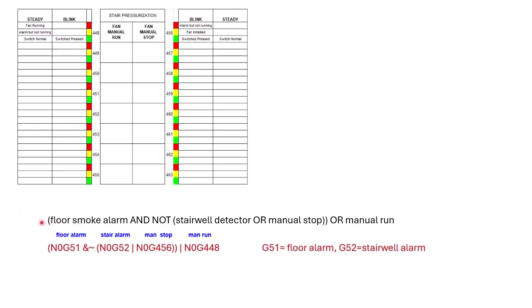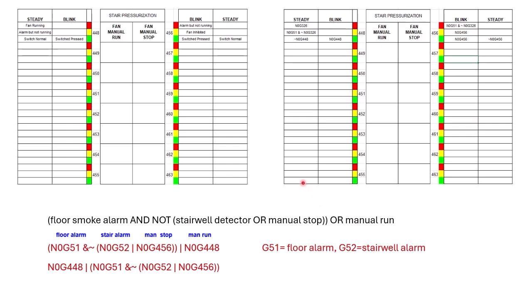Replacing the words with the SSM bits in CAMWorks, 51 is our floor alarm and not the stairway alarm or the manual stop. This parentheses close off, and then or the manual run. You can put the manual run in the beginning of the equation. It doesn't matter. It's just good to be consistent. You either do the automatic portion and then your manual, or typically do the manual and then the automatic.